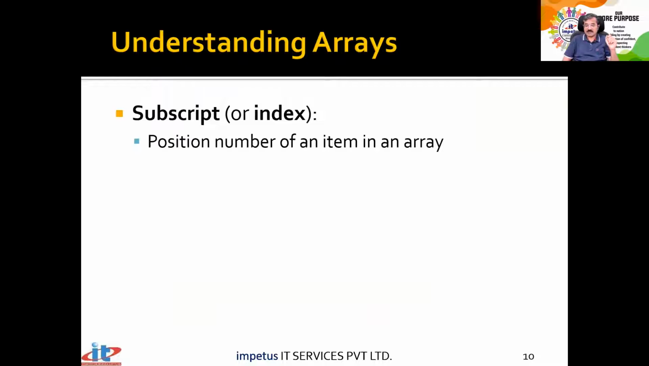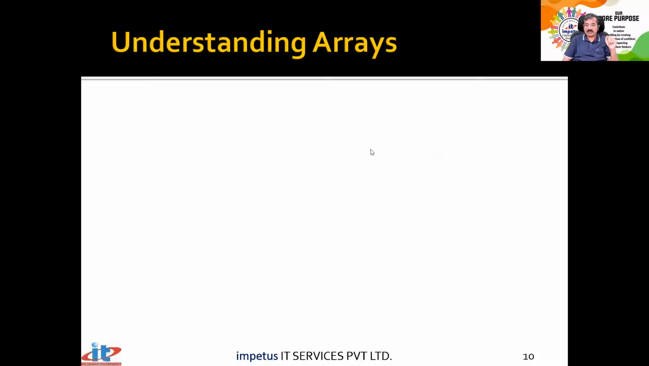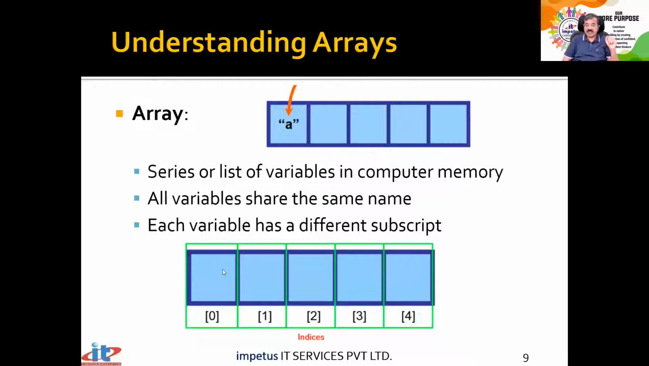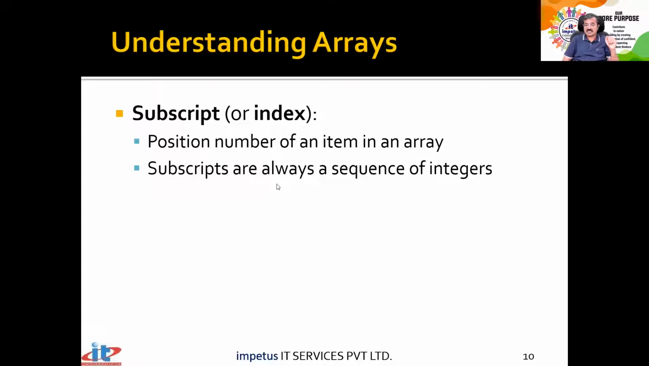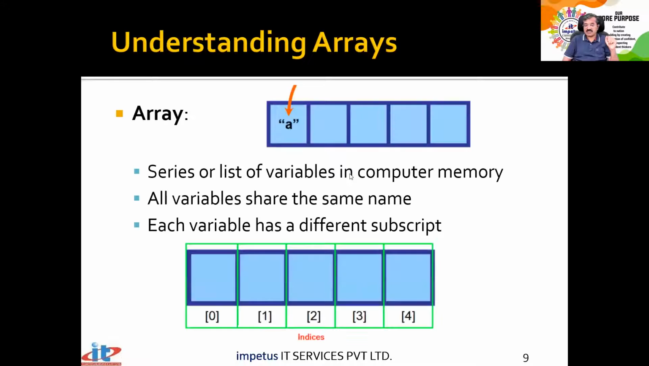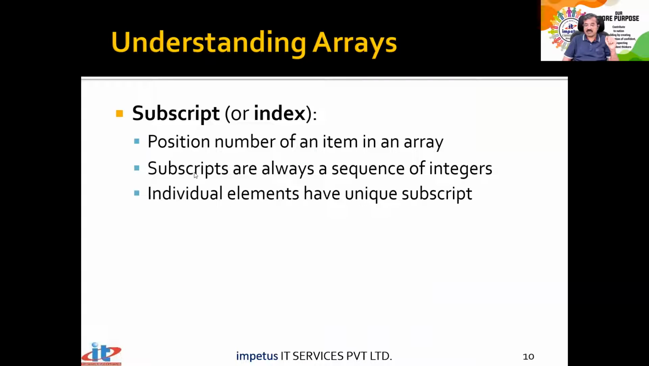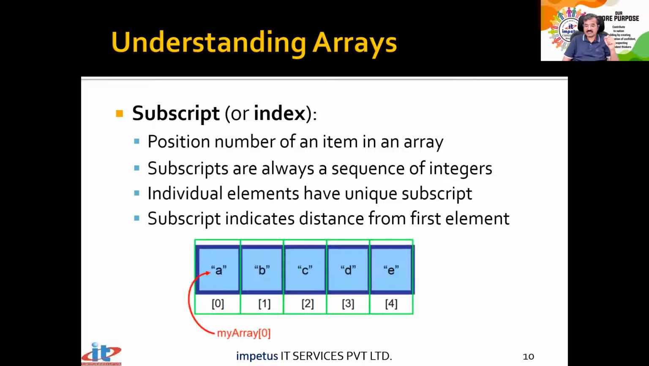So, the concept of subscript. It is the position number of the item in the array. So if you look at this example, this is item number 1, what is its position? 0. Item number 2, position 1. Item number 3, position 3. Item number 5, position 4. Subscripts are always a sequence of integers. So watch it, 0, 1, 2, 3, 4, they're always integers. Individual elements have unique subscripts. That means every element will have a unique subscript.